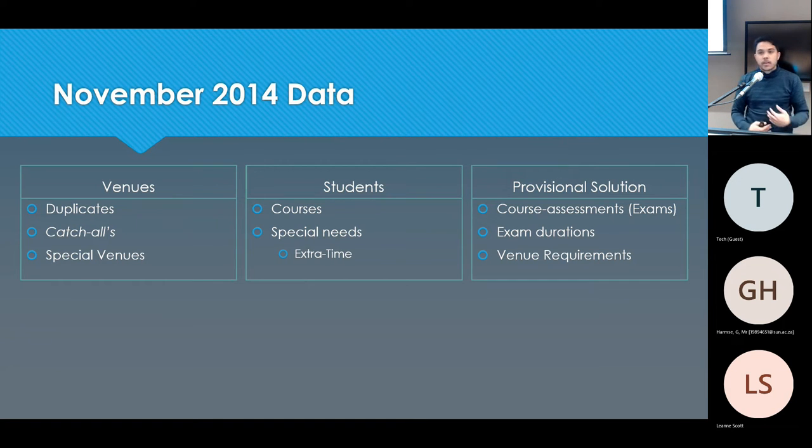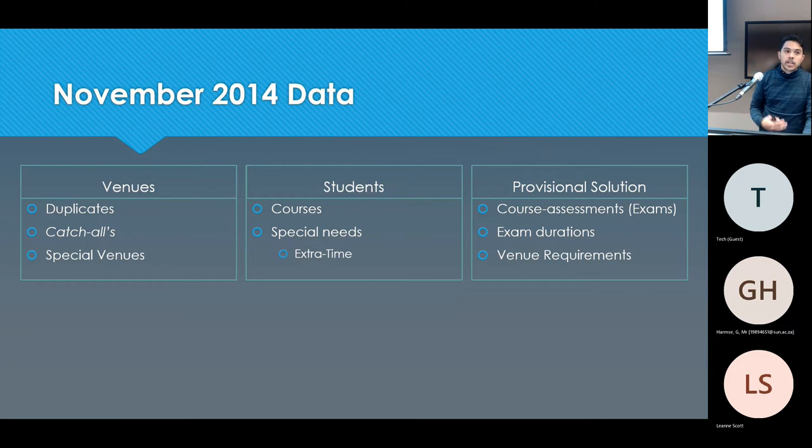So if I'm allowed 10 minutes extra time and the exam is 2 hours long, then I would be allocated a time of 2 hours and 20 minutes. I think that's fairly straightforward. And then the loss data set was the provisional solution that they actually had for the 2014 November exam timetable.